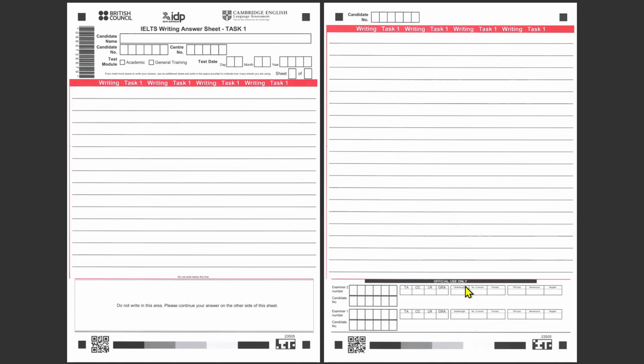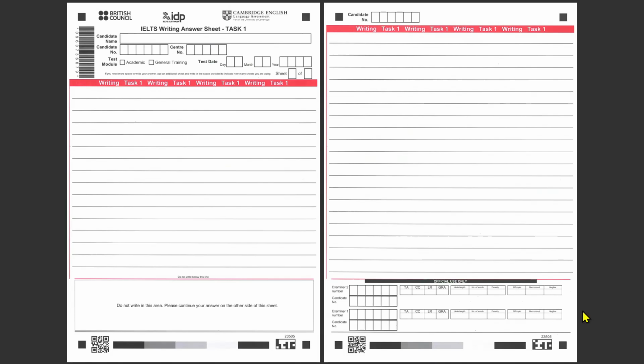And if you can see below, for official use only. Now this particular space will be for the examiner's use. And as you can see, the 4 band descriptors here: task achievement, coherence and cohesion, lexical resource, grammatical range and accuracy. And these are the penalties you should be adhering to, not adhering to. Under length, if your letter or essay is below 150 or 250 words, there is a penalty. Going off topic, using memorized content and illegible handwriting. These are all the penalties the examiners will be looking at in your letter writing and essay writing.